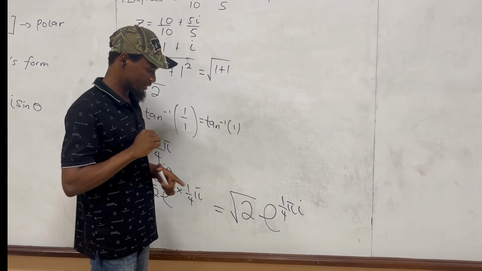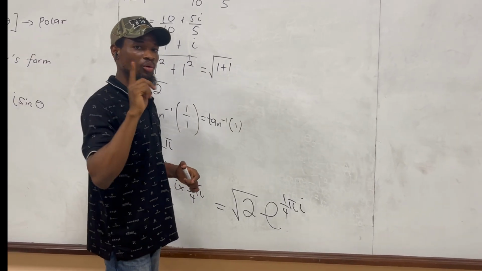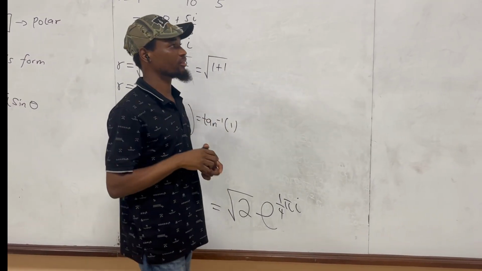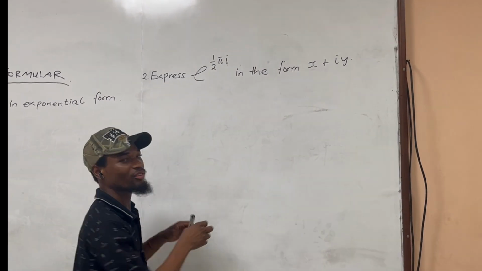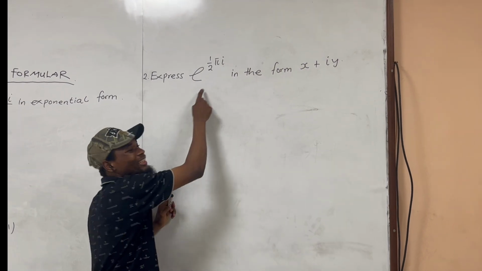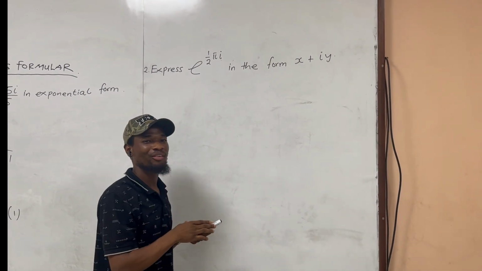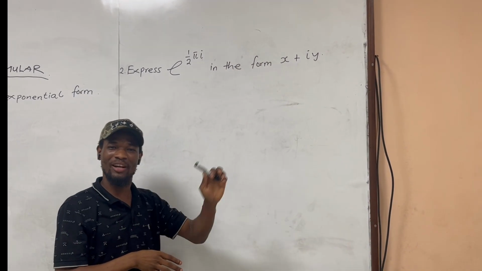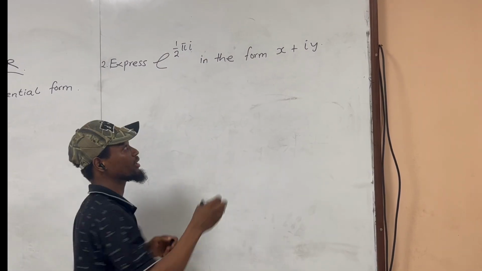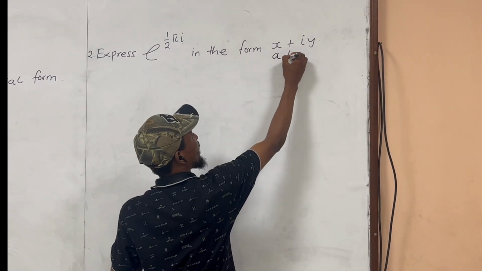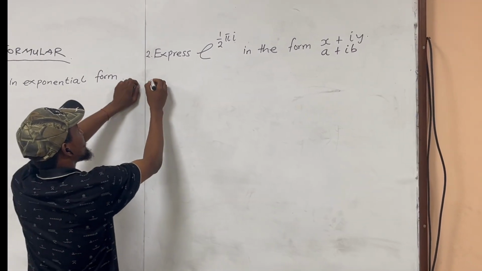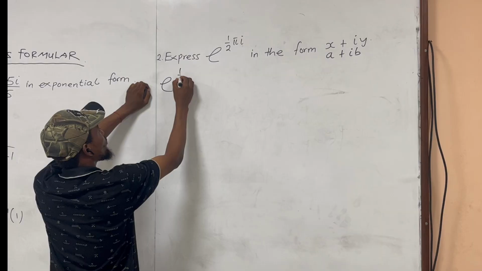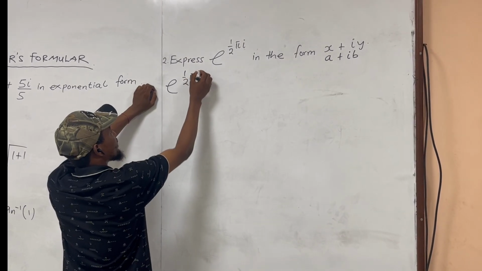So let's do that by solving questions to throw more light on this. Express this time around: you have your complex number in the exponential form and you want to convert it to the rectangular form, which is the same as a plus ib. So we have e to the power 1 on 2 pi i.